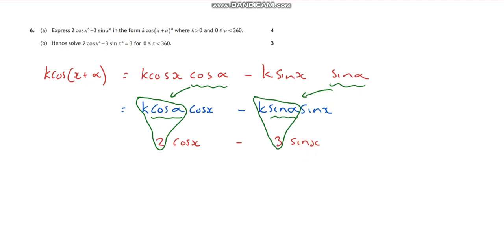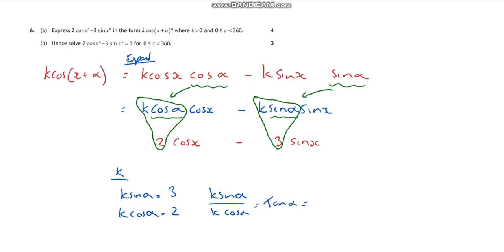And at this point, we're going to explicitly state that first of all. I'll put the heading actually. So now we're going to work out our k value. So this was my little expansion to get me started, and now I'm going to do my k. So I'm going to say that k sine alpha is equal to 3, and k cos alpha is equal to 2. If I was to do k sine alpha divided by k cos alpha, the k's would cancel out and I'd be left with tan alpha. So that's equal to sine over cos. So then alpha is the inverse tan of 3 over 2.